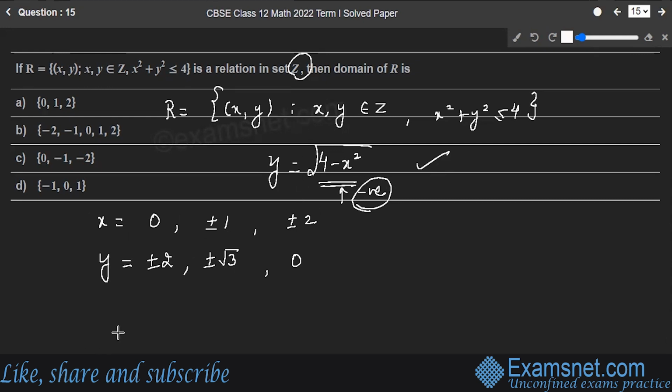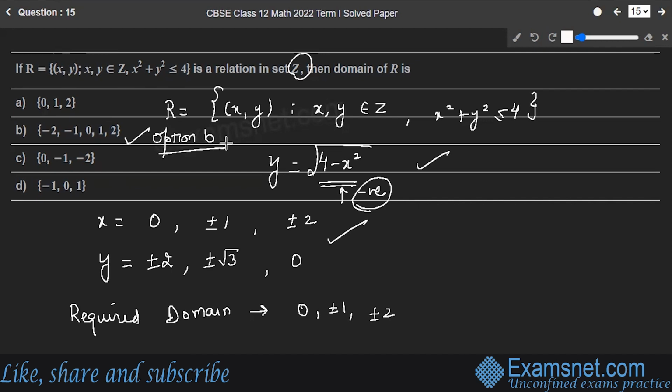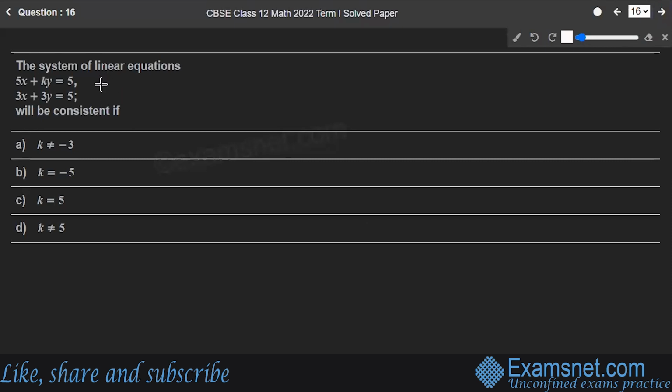So the required domain over here will be only these values: 0, plus minus 1, plus minus 2. These are the 3 possible values. This option B is the correct answer. Hope you understood that. Next is question number 16, system of linear equations.